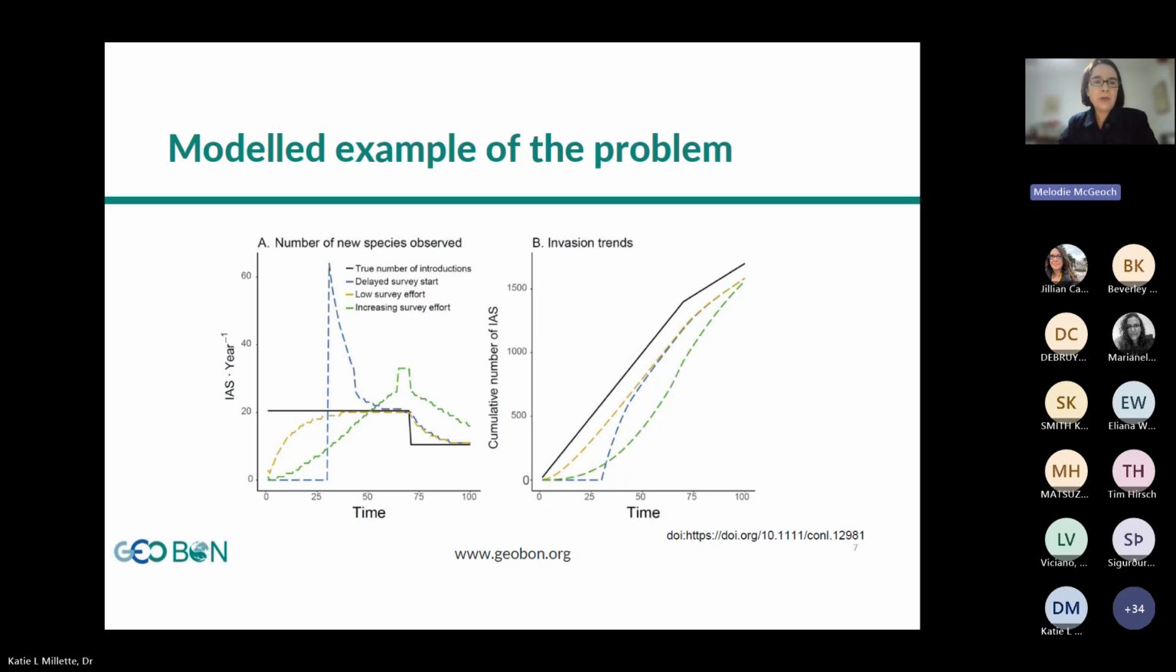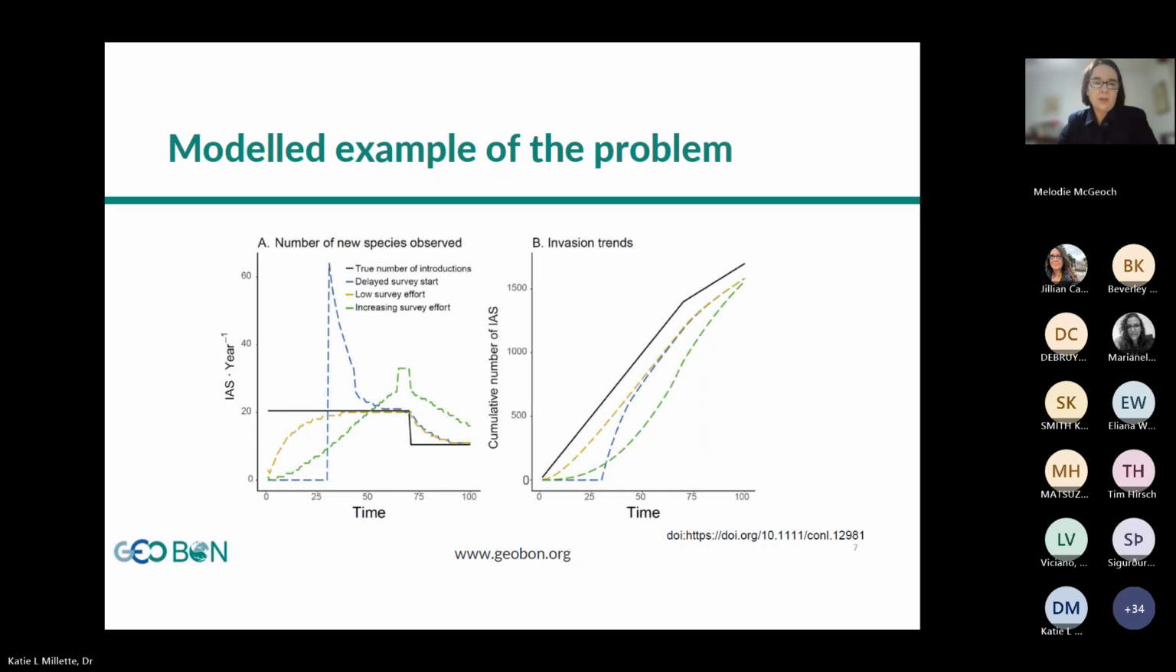In the dotted lines in various colors, we have over that time different scenarios for the types of survey effort. So in blue, we had no survey effort in the first couple of years. There was a sharp peak in survey effort, and then it declined over time. In green, survey effort increased until just before year 75 and declined.